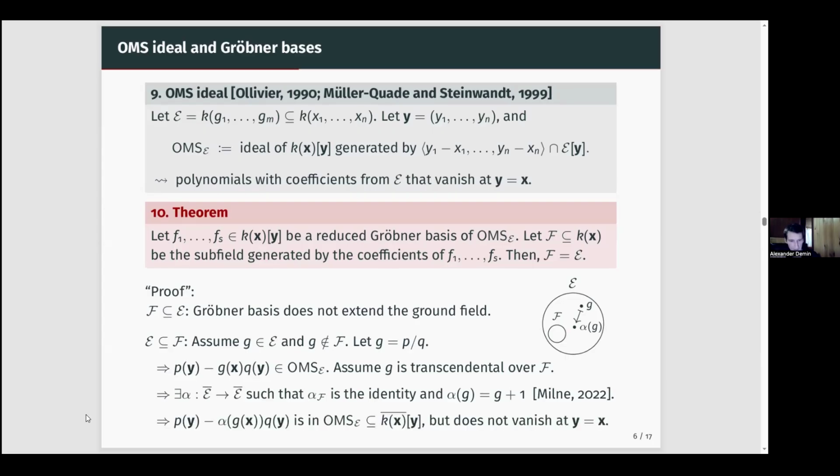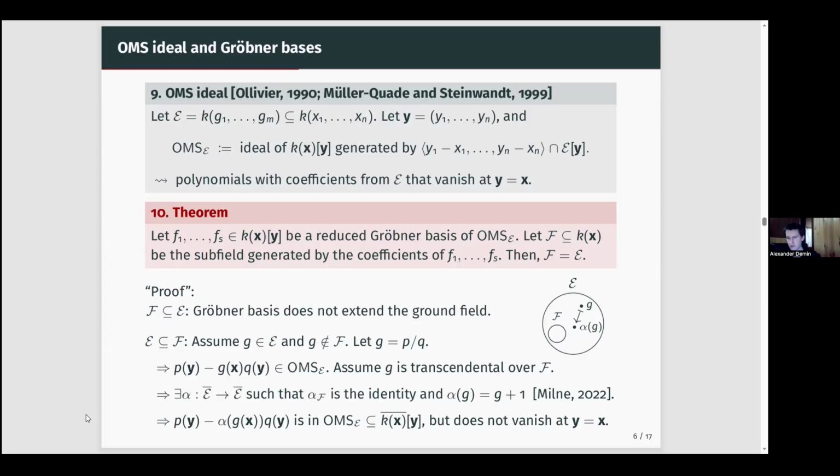Then we apply this alpha to the polynomial that we had. It must also belong to the OMS ideal, at least to the ideal generated by the OMS in the algebraic closure. But this new polynomial does not vanish at y equals x, because we shifted g a bit, which is a contradiction. So this is a part of a proof. We also need to account for the case where g is algebraic, but I will not do this here.